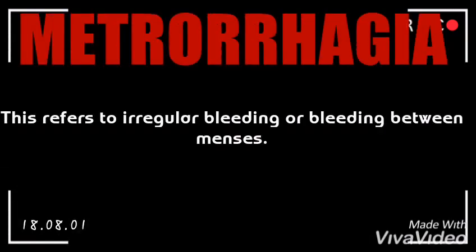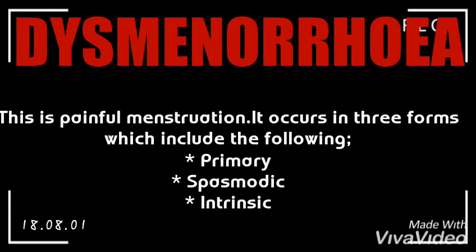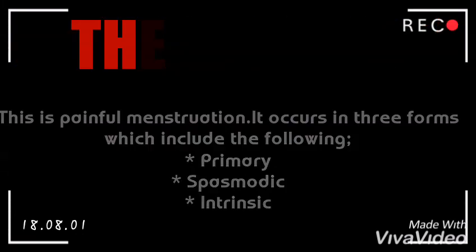Metrorrhagia. This refers to irregular bleeding or bleeding between menses. Dysmenorrhea. This is painful menstruation. It occurs in three forms which include the following: primary, spasmodic, intrinsic. This is experienced before or during the first hours or days of menstruation. It may be continuous or spasmodic or colicky, accompanied by vomiting, sweating, fainting, headache, and malaise. Pain is felt in the pelvis and the lower back, then radiates into the legs.